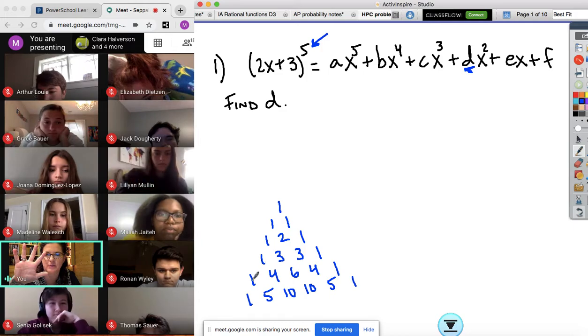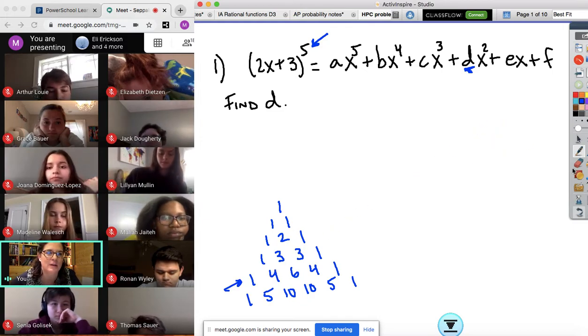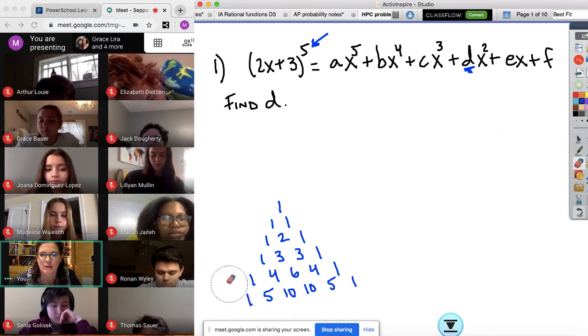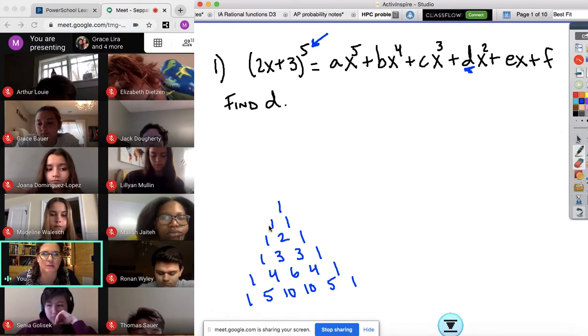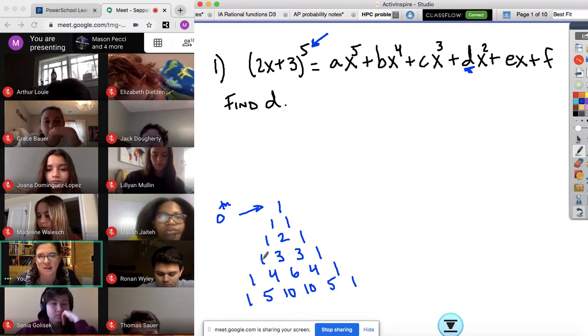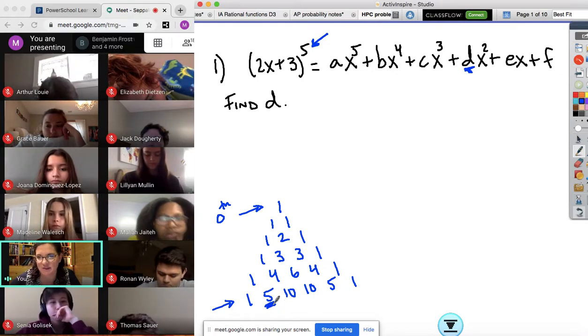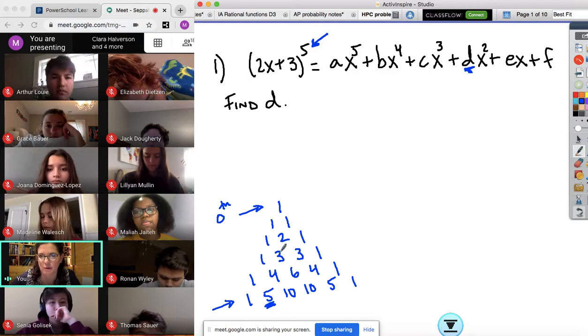Which one's the 5th row? 1, 2, 3, 4, 5. This one right here? No, good. We have to start counting from 0. I think some people were using the wrong row. This is the 0th row, which is weird to say. 1st row, 2nd row, 3rd row, 4th row, 5th row. Another way you can tell is the second number in here. If it's a 5, it's the 5th row. If 4, it's the 4th row, etc.